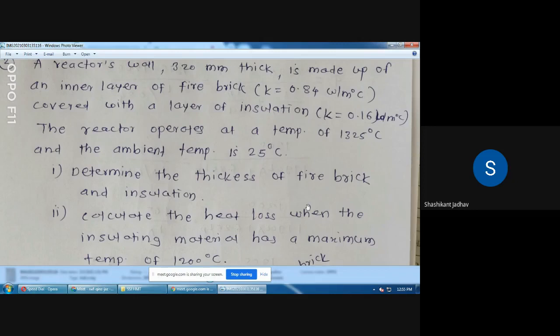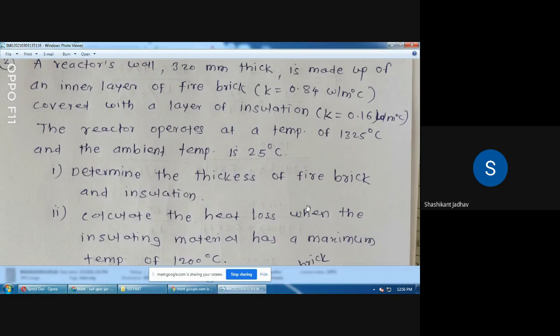Bracket complete. Covered with a layer of insulation, and in brackets thermal conductivity of insulation is given, K is equal to 0.16 watt per meter degree Celsius. Bracket complete.